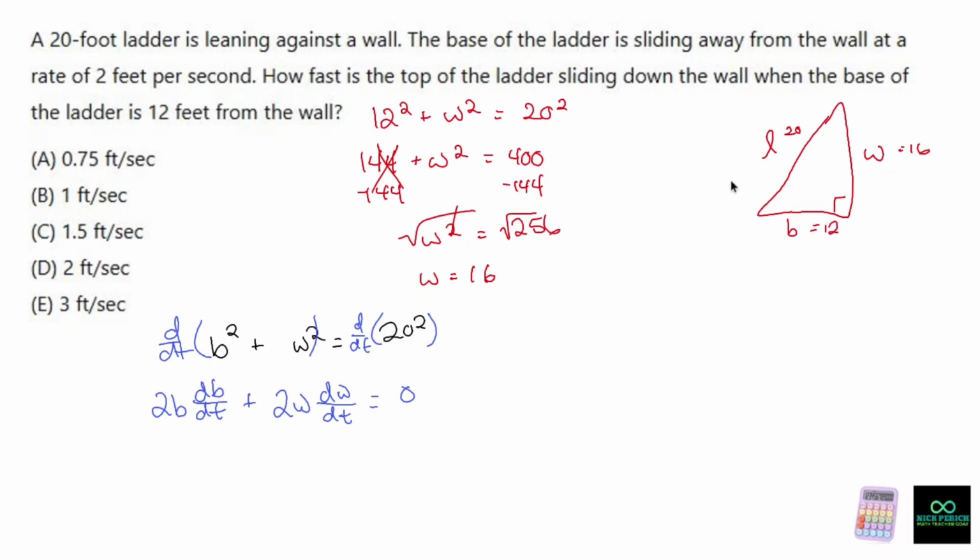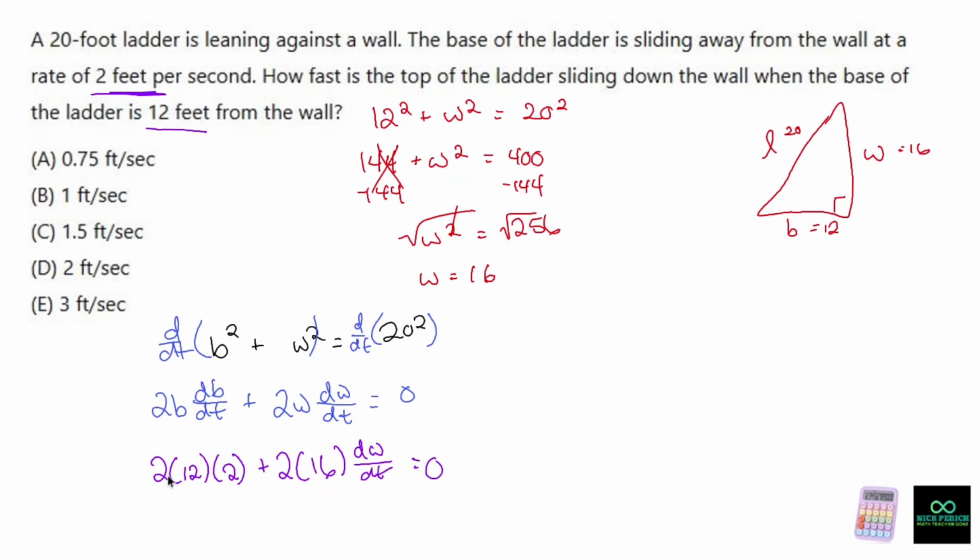So let's plug in what I know and what I don't know. I now know that b is 12, so 2 times 12. db/dt is the base of the ladder sliding away from the wall at 2 feet per second. So db/dt is 2, because it's 2 feet per second. That's going to be plus 2 times w, which is 16. dw/dt is what I'm trying to find. That's going to equal 0.